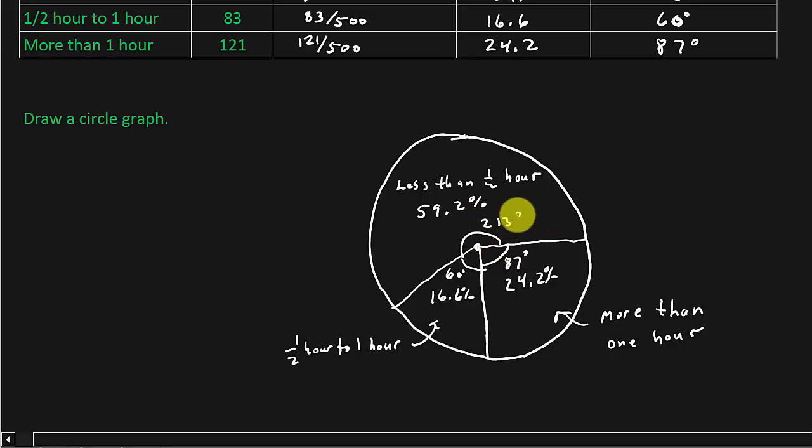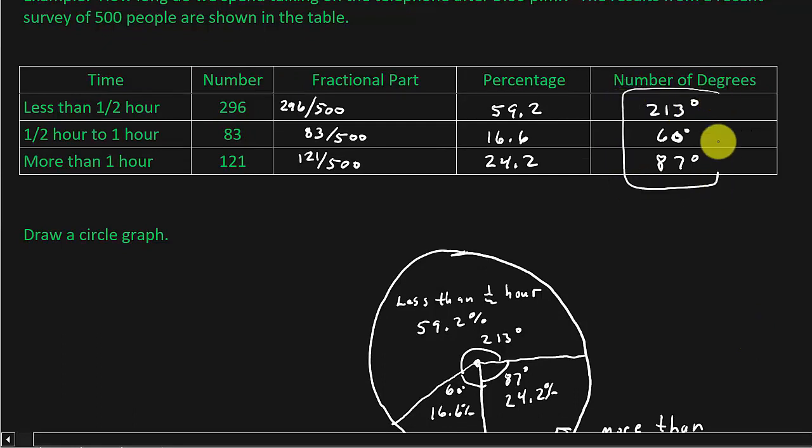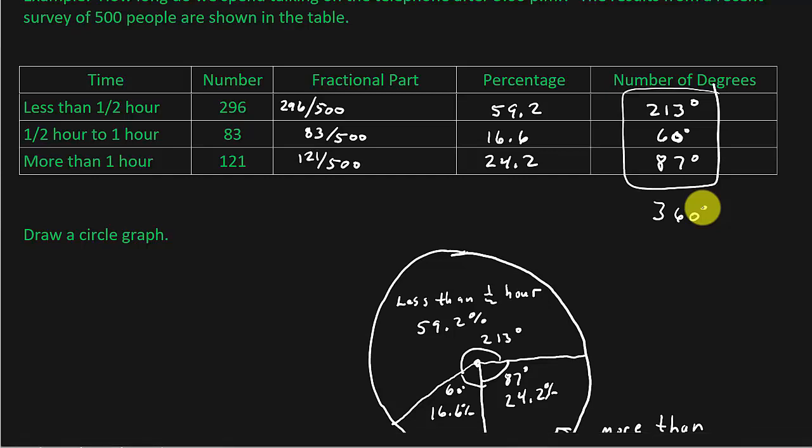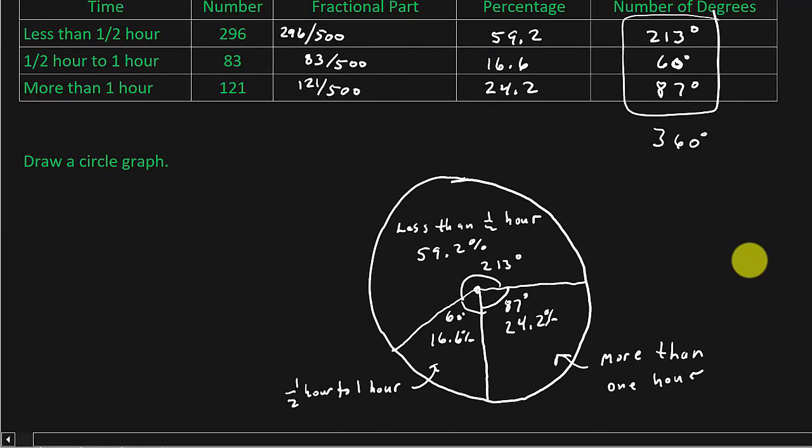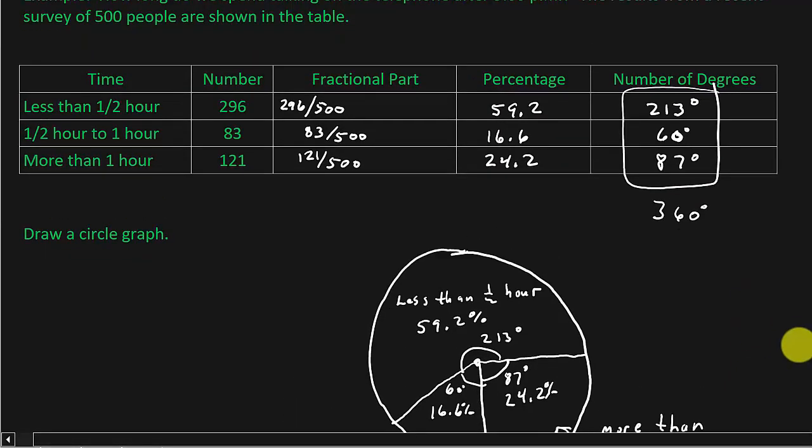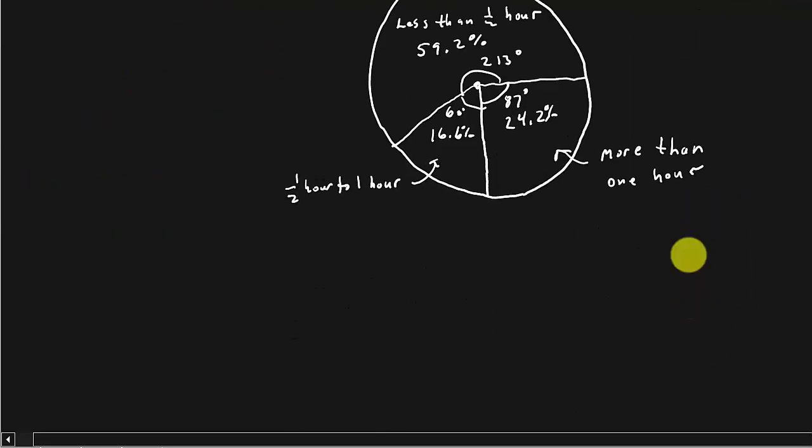And if you add up all of these degrees here, you'll see that that does equal 360 degrees. Okay, so that's your circle graph. The main thing is figuring out how much you need to rotate, how much of that circle each one of them takes up. And that's by finding the fractional part, your percentage, and then multiplying the percentage times 360 degrees to get your degrees here. All right, so that's your circle graph.